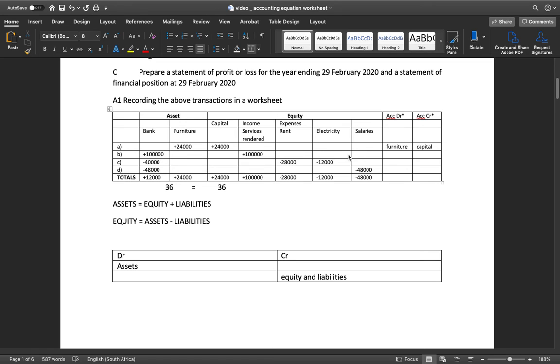Bank, 100,000 Rand, increase an asset with a debit. While we're on that, the next two are decreases on the bank. The one was for the lights and rent, and the other one was for salaries. So if we are increasing an asset with a debit, then we must decrease it with a credit. So I'm just going ahead a little bit.